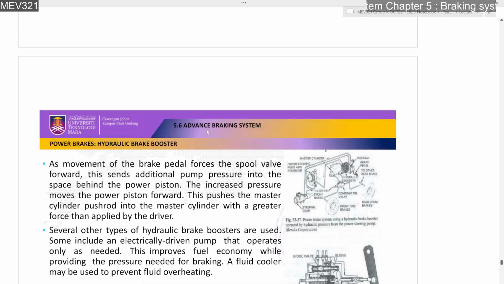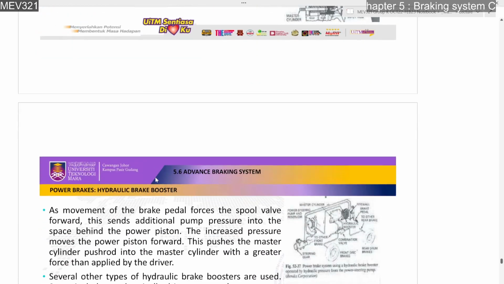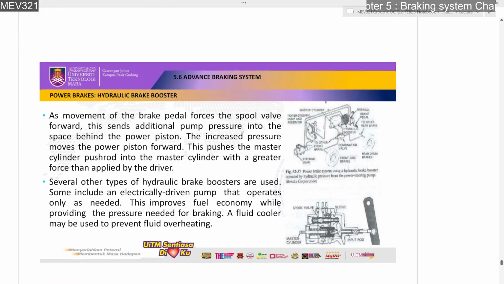Okay, faham tak? Maksudnya waktu biasa normal, kita tak tekan brake, pump ni, hydraulic pump ni digunakan untuk gerakkan rack and pinion awak steering. Okay, jadi awak ringan lah, bukan power steering kan. Okay, tapi bila awak tekan je brake, so dia akan gerakkan pivot arm untuk sambung ke spool valve. Lepas tu jadi terbuka lah spool valve.